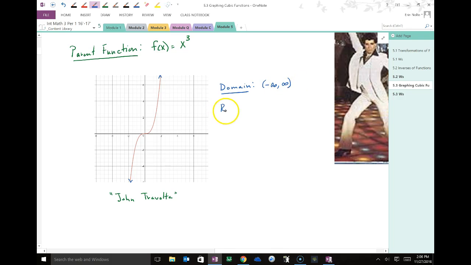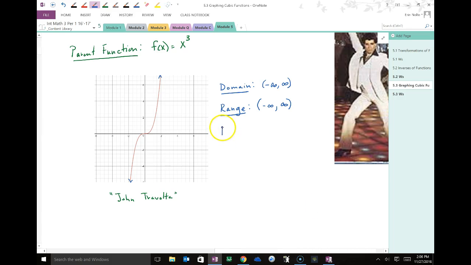If you look at the range, the range is the y values. So you're going from the lowest value to the highest value. The lowest value that this function will hit is eventually negative infinity, and it will eventually go up to positive infinity. So again, the range is the same as the domain. It's going to go from negative infinity to positive infinity.